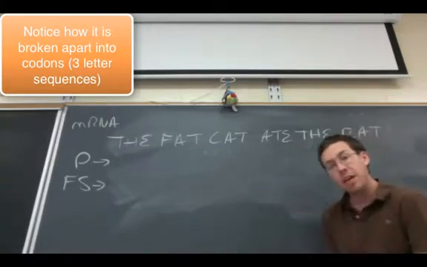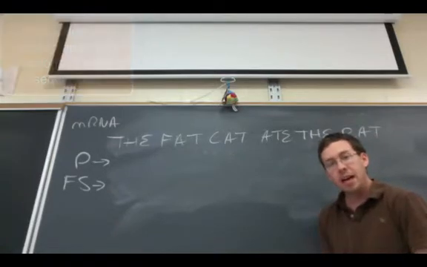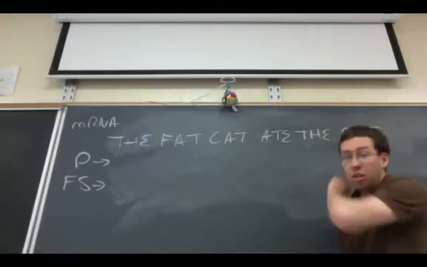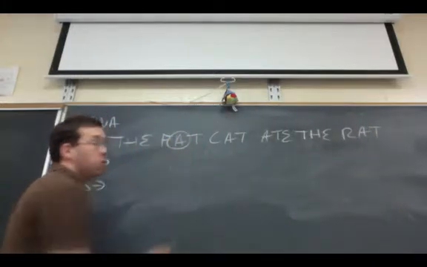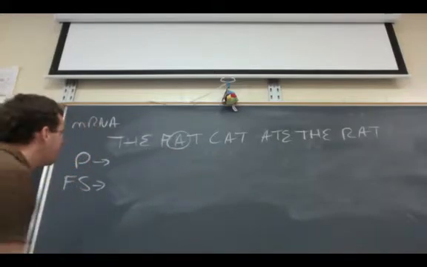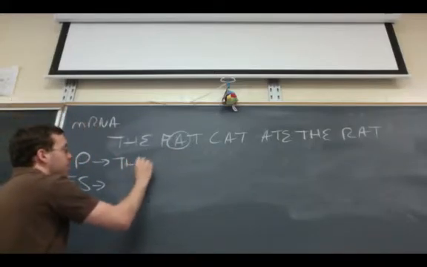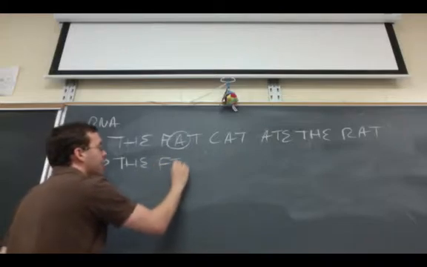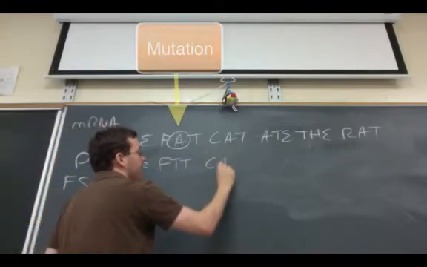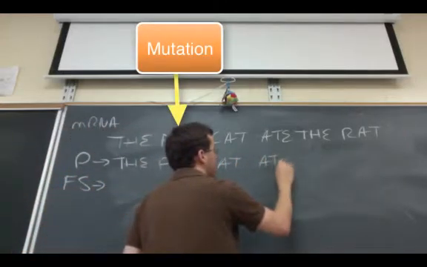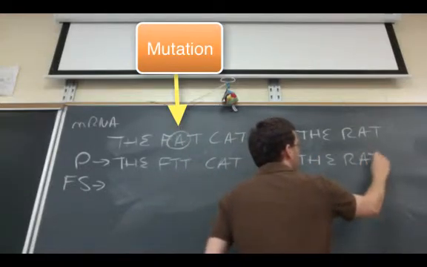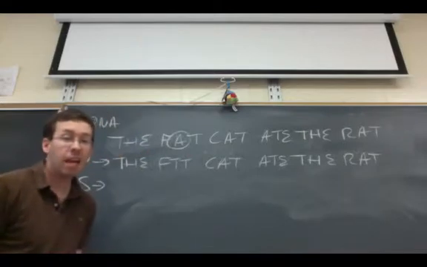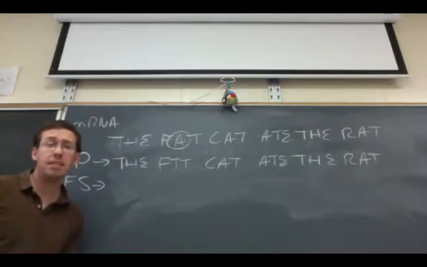So remember, a point mutation is one where just one nucleotide has been changed. So we're just going to change one letter for this. So let's just change this A to an I and see if the sentence still kind of makes sense. So instead of the fat cat ate the rat, it is now the fit cat ate the rat. Most of the words are still the same, and in fact the sentence pretty much still makes sense.